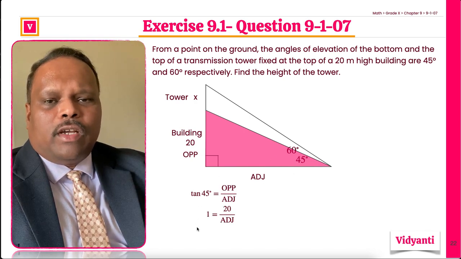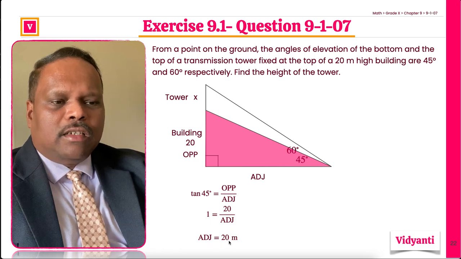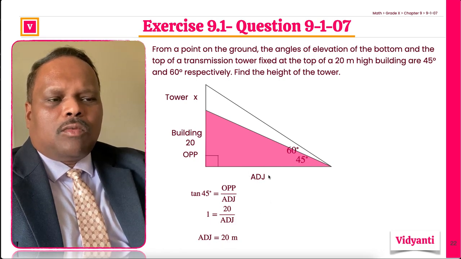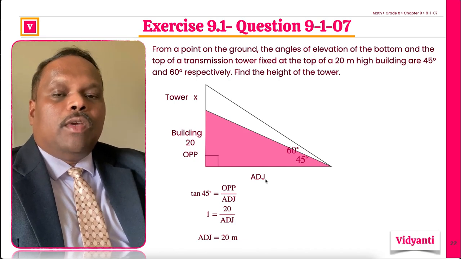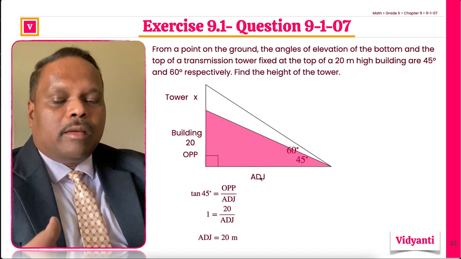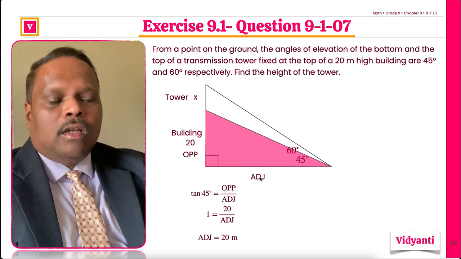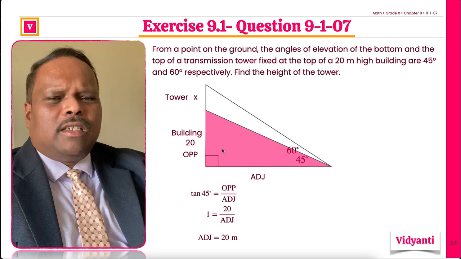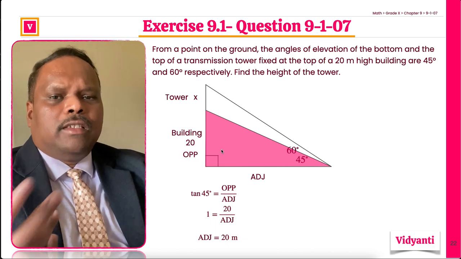So, tan 45 we know from the standard table is 1. Opposite is 20, adjacent we don't know, so adjacent comes out to be 20. But this is not what we want. This is what we will use when we analyze the second triangle. This is the connecting parameter between the first triangle and the second triangle. What is the second triangle? We have not considered it so far. The first triangle was the smaller triangle. My suggestion is to always go for the triangle where you know the majority of the stuff, or get something from the first triangle and utilize it for the second triangle.